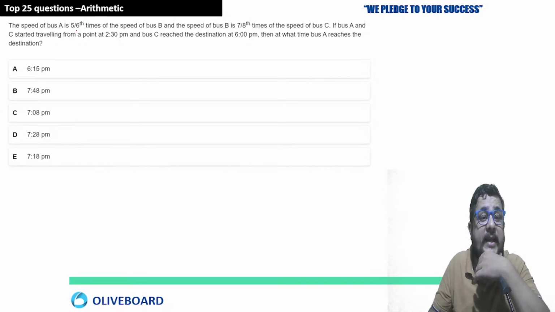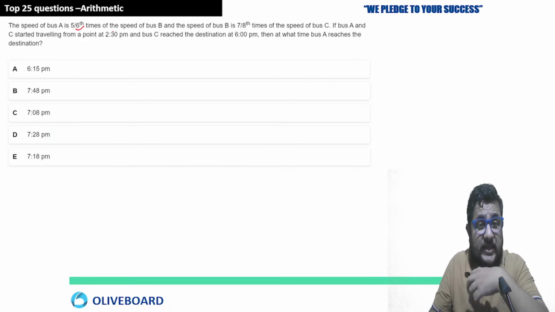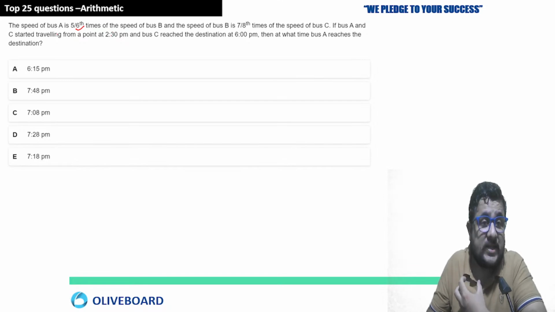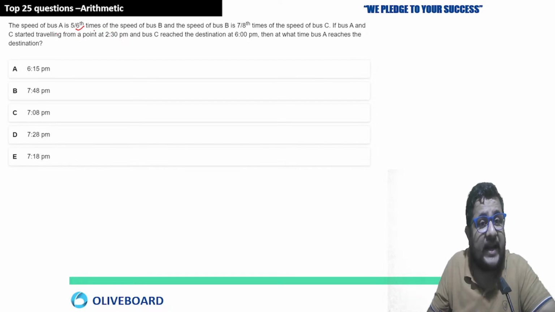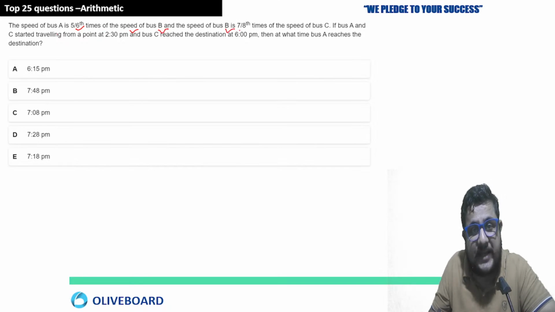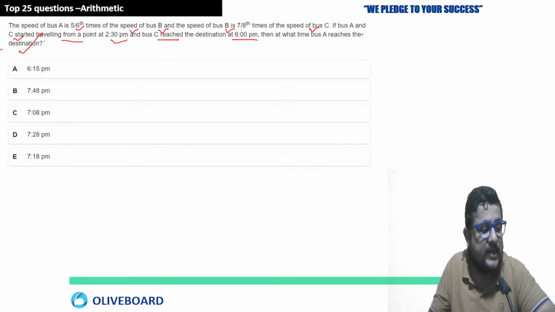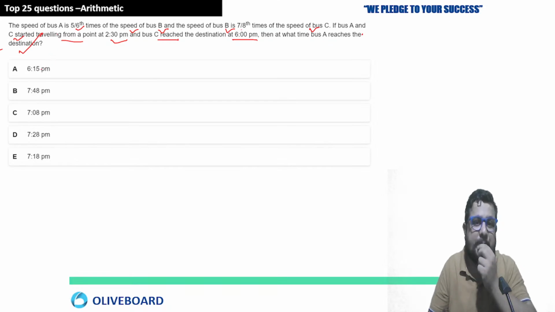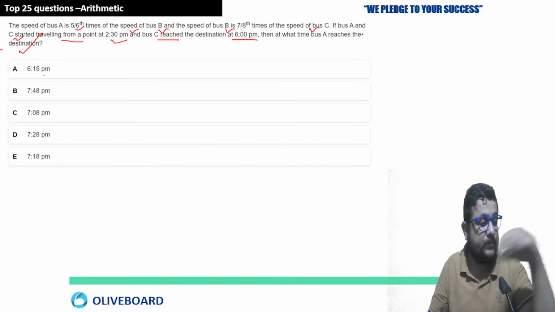Speed of bus A is 5/6. So this is from speed, time and distance. Speed of bus A is 5/6 times of the speed of bus B, and speed of bus B is 7/8 times of the speed of bus C. If bus A and C start traveling from point A at 2:30 p.m. and bus C reaches the destination at 6 p.m., then at what time does bus A reach the destination? Tell me the answer. I am expecting the answers from all of you.